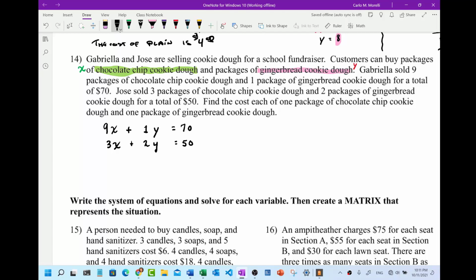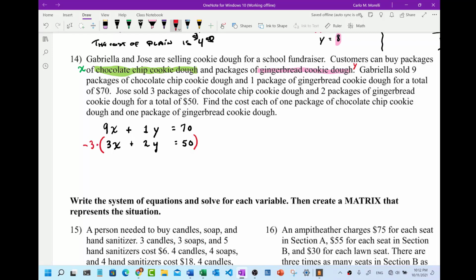All right, so now they want you to solve for x and y. Find the cost of chocolate chip, which is x, and the cost of gingerbread, which is y. We're going to do this using elimination. And the best way to do it is to multiply the bottom equation by negative 3. The reason is if I multiply the bottom equation by negative 3, then the first term will become negative 9x, and then I can just stack, add, and eliminate the x variable. So I'm going to multiply the bottom equation by negative 3.